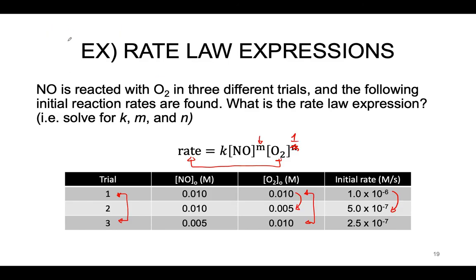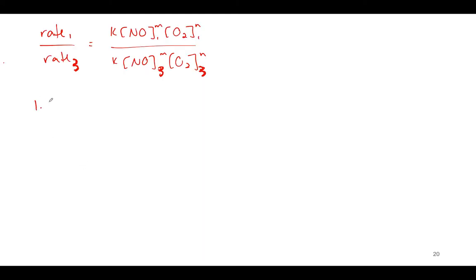So let's observe the proportion of the rate from trial 1 to the rate of trial 3. Well, the rate of trial 1, again, is 1.0 times 10 to the negative 6, and we can see that the rate of trial 3 is 2.5 times 10 to the negative 7. So 1.0 times 10 to the negative 6 molars per second, all divided by 2.5 times 10 to the negative 7 molars per second. Now, the proportion of our reaction rate ends up being equal to the factor of 4. In other words, the rate in trial 1 is 4 times greater than the rate in trial 3.